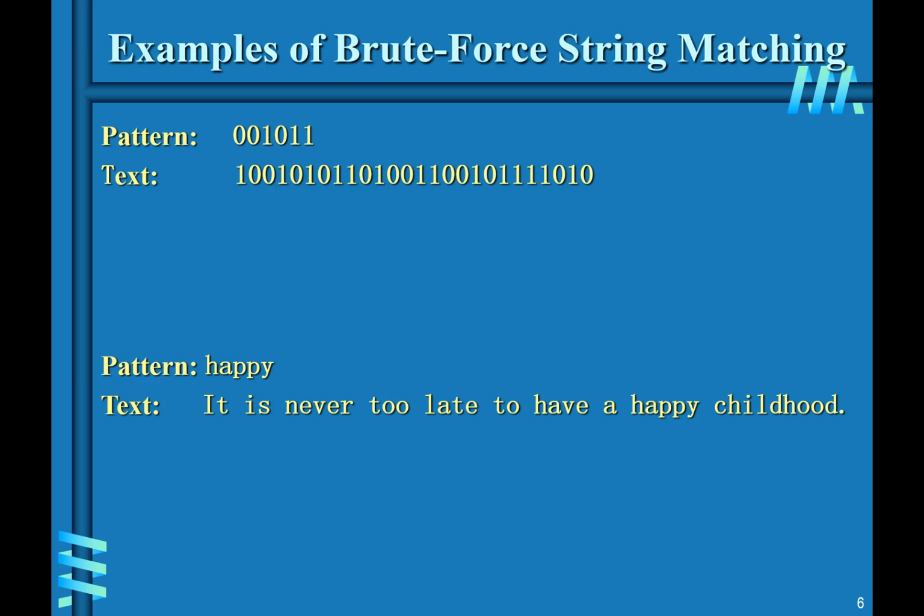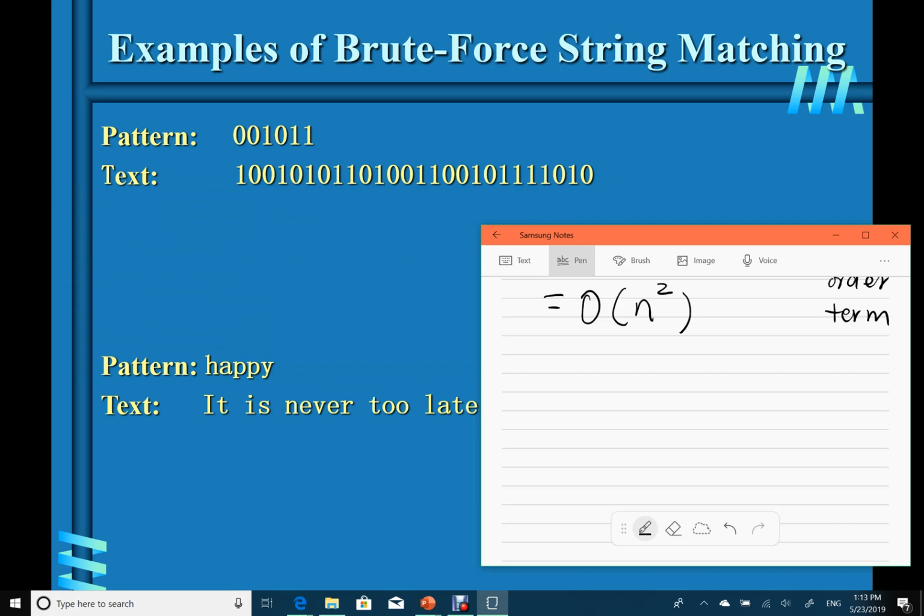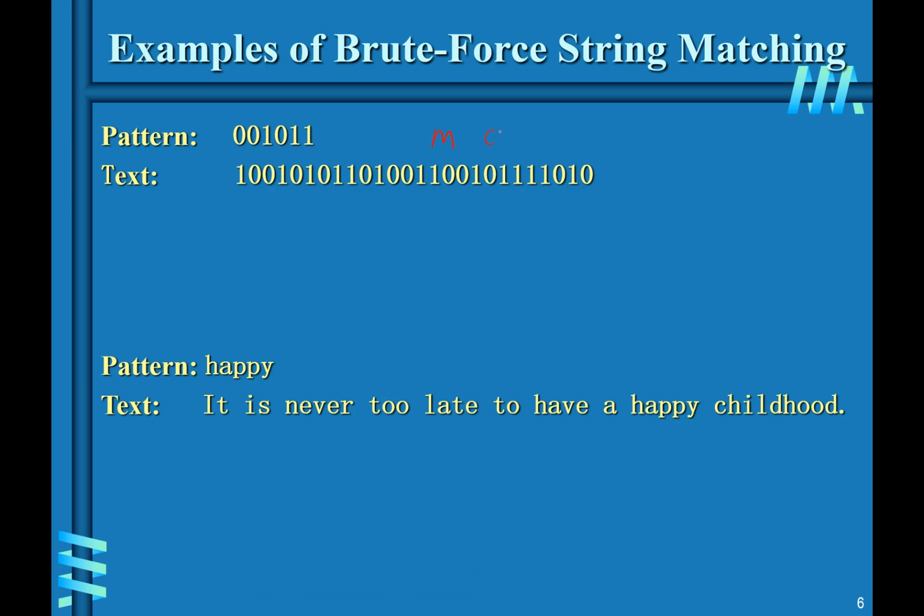Let's use this one as an example. Given the pattern 001011 and the text 100101011, we want to find out whether this pattern exists in the text or not. The pattern has M characters, here 6. We map these 6 characters to specific elements in the text, starting from location 1, and if we cannot find a match, we go to the next location. We use this way to find the first matching of the pattern in the text.